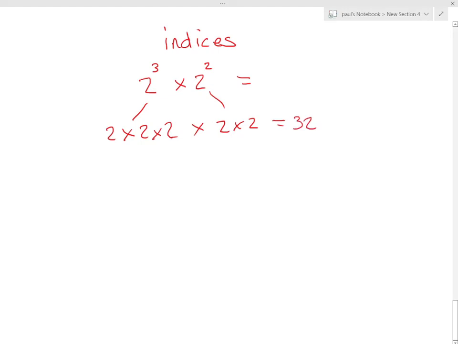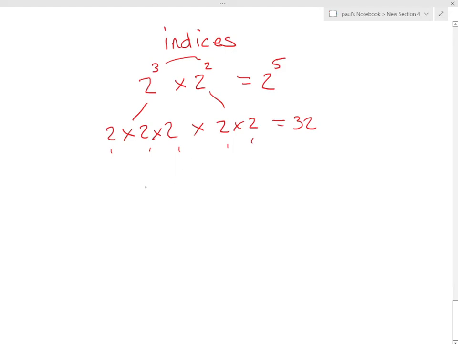Yeah, but this could get really awkward if there were big numbers at the top. So what we do, the answer is 2, and we just add. So we add those numbers, 2 to the 5. Look, 1, 2, 3, 4, 5. And that's 2 to the 5. But this only works when you have the same numbers. Now, when you have the same numbers, it's fine.